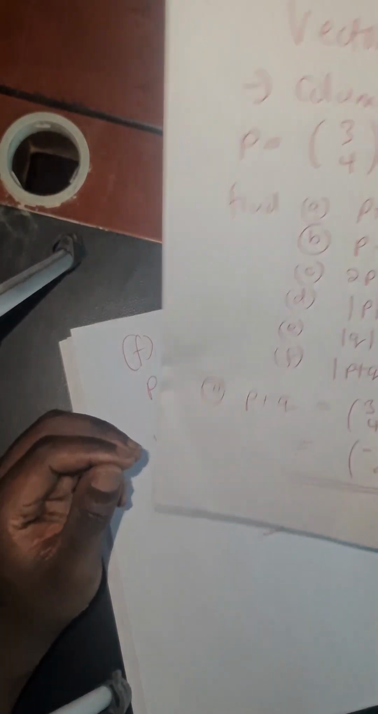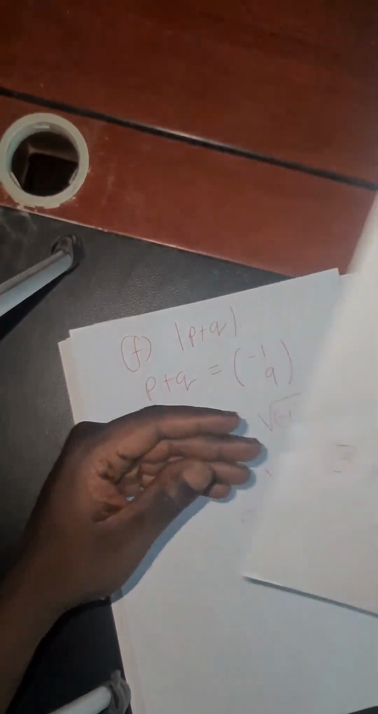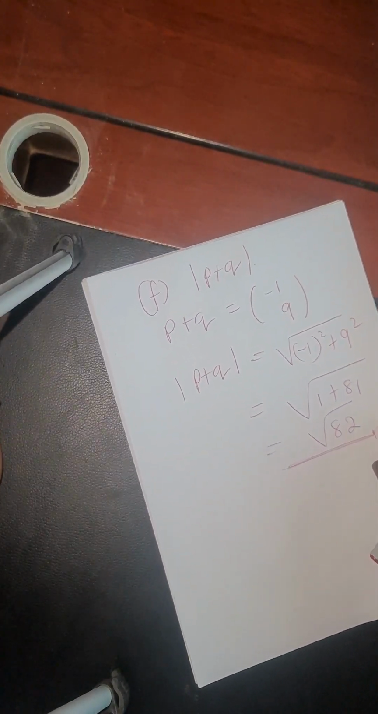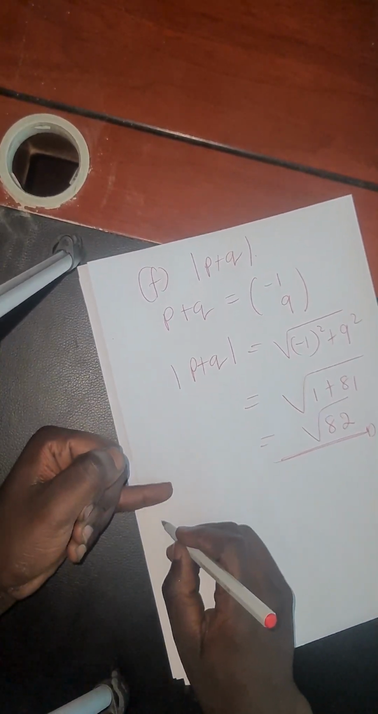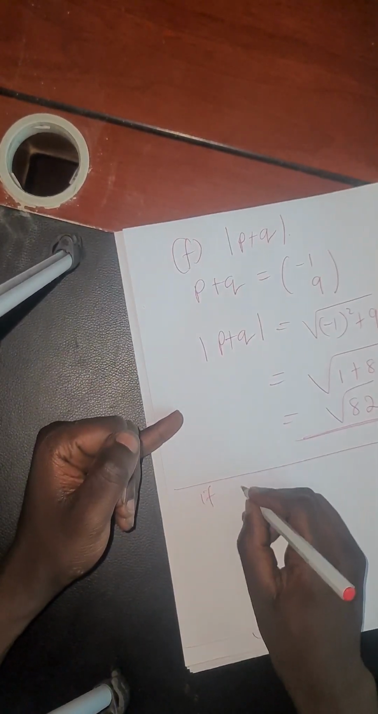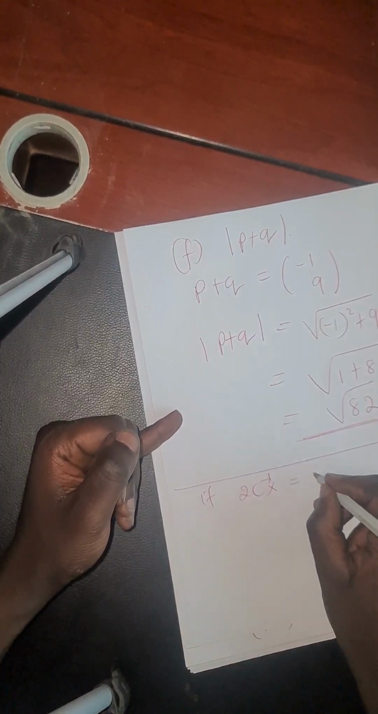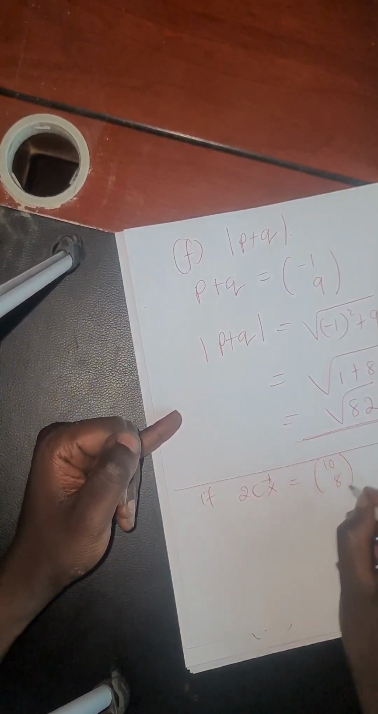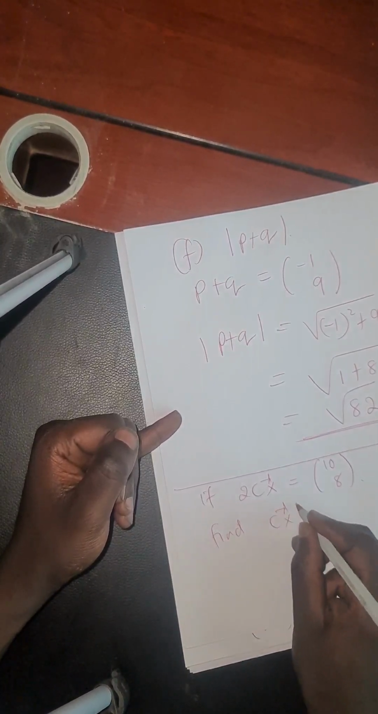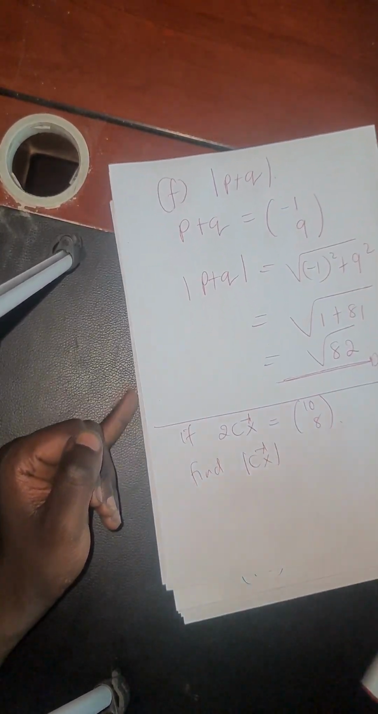We call them columnar vectors, right? We're not done yet. Let's do other types or other examples. Okay. Let's say the question says if 2x is equal to (10, 8), and then the question says find x, something like this, right? We want to find something there.